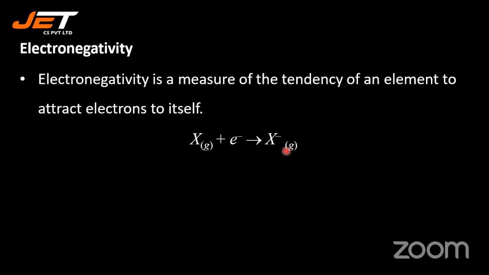Ma'am, once again, can you say? Suppose in your exam they have written A gas plus electron gives A minus, which is I1, then A solid plus electron gives A minus, which is I2. I2 is invalid. Why? Because A is a solid. If it is solid or liquid, these concepts will not be applicable. These concepts are applicable only for gases. Okay. Yes, ma'am. Thank you.